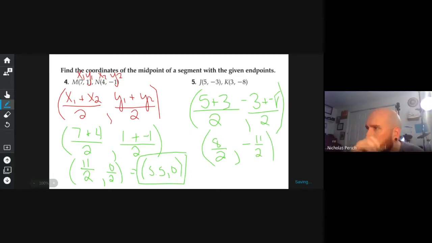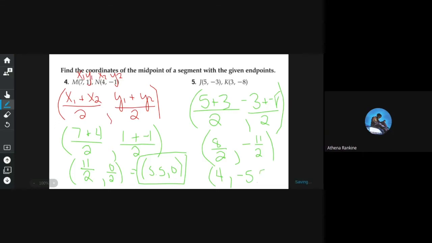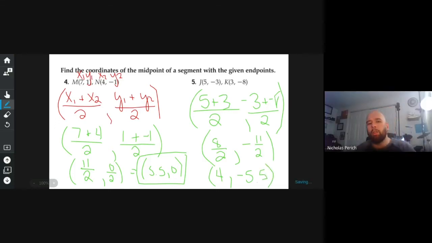What's 8 over 2? 4. And he forgot the negative. What is negative 11 over 2 as a decimal? Negative 5.5. Very good, kids. Midpoint. It's so easy.